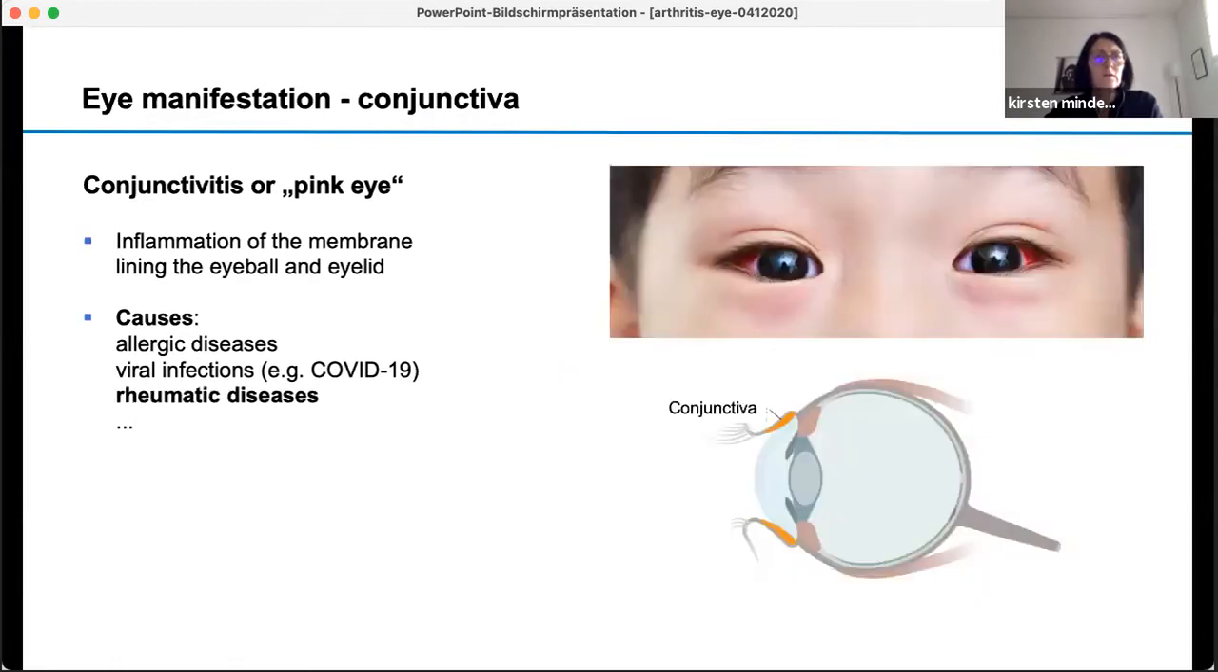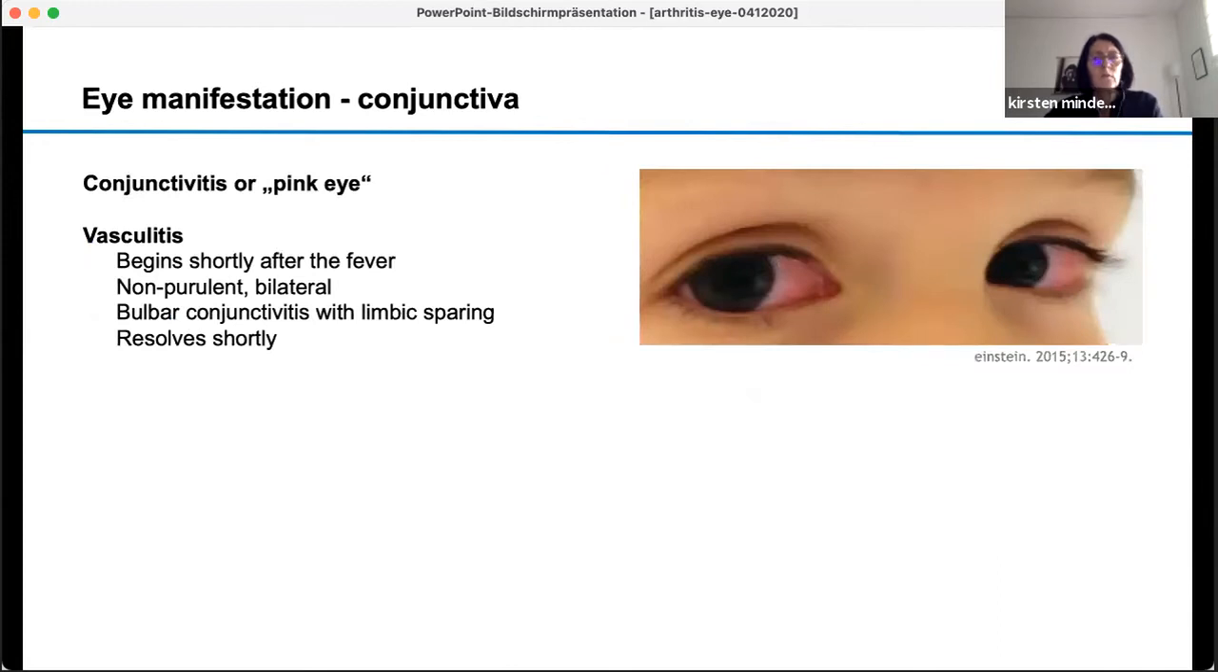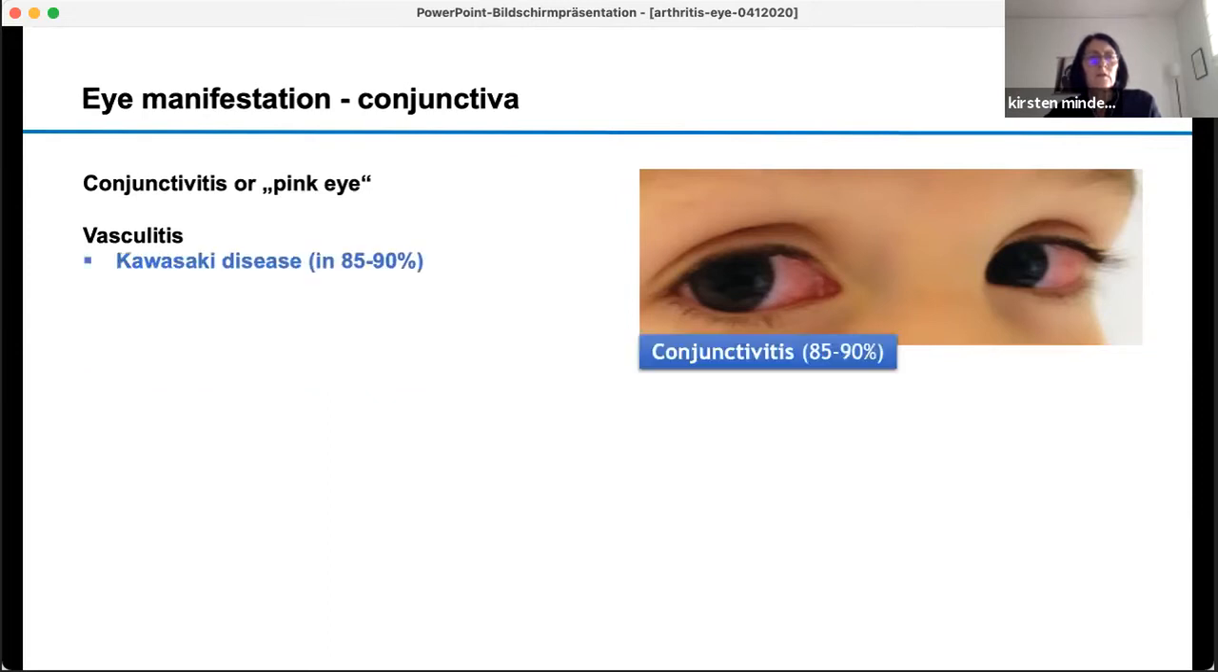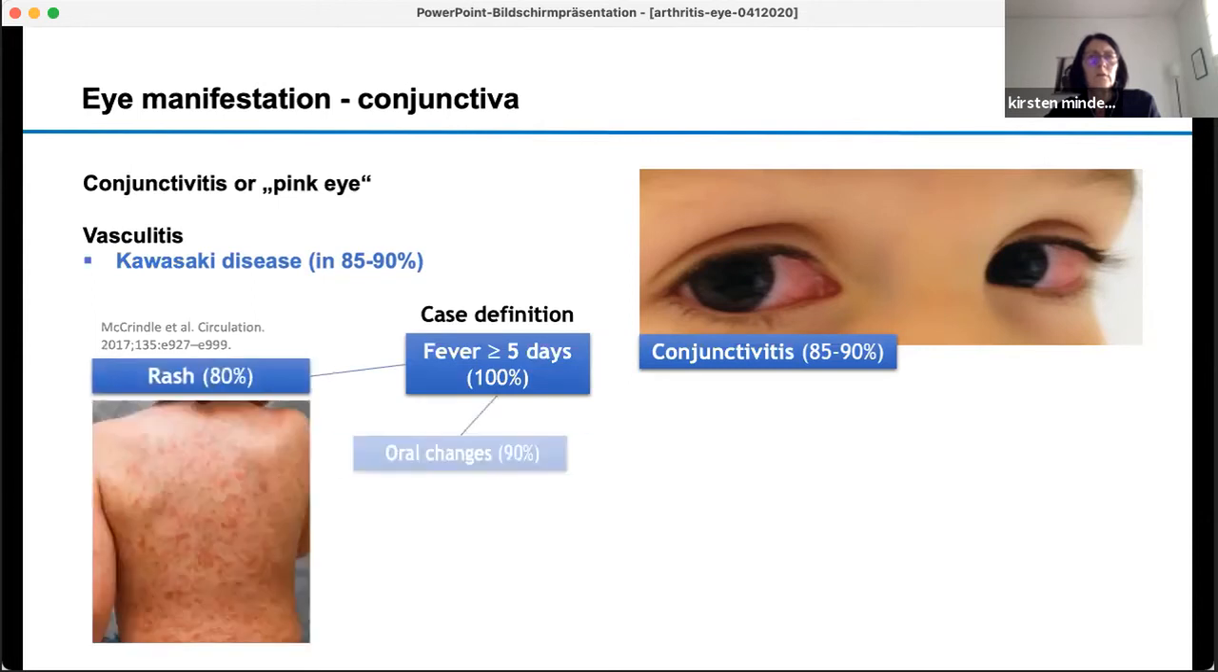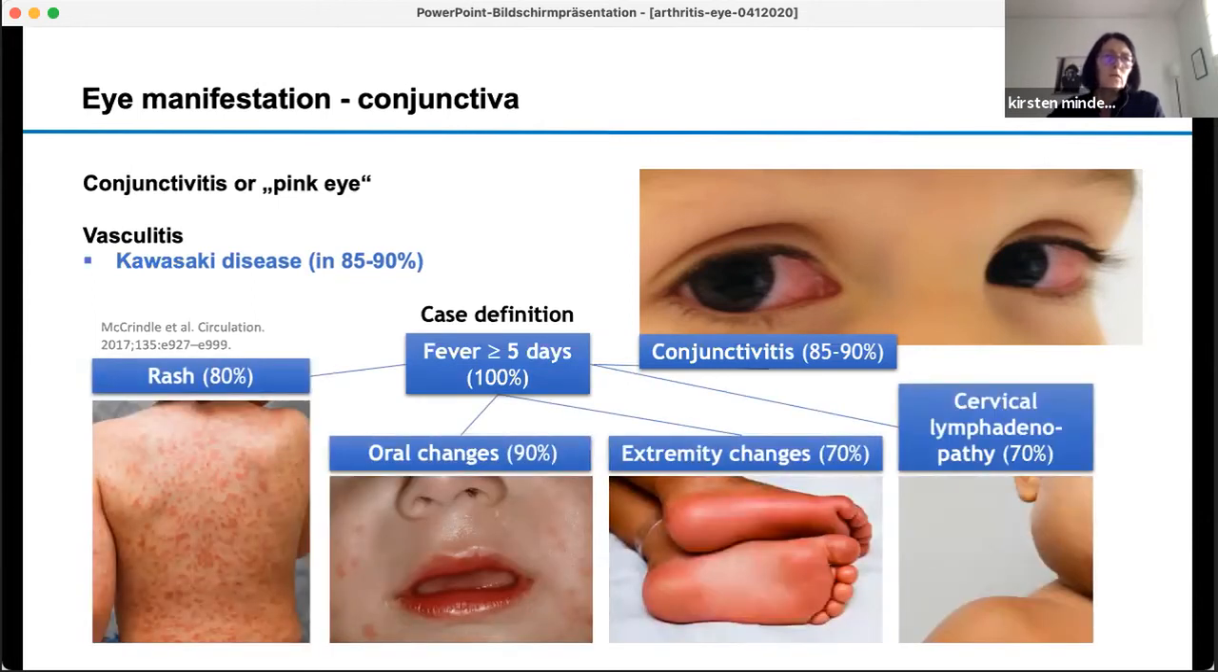In contrast, conjunctivitis is a diagnostic indicator and part of diagnostic or classification criteria for some rheumatic diseases. This is the case, for example, with the most common vasculitis in children under the age of 5. Here, a bilateral non-exudative conjunctivitis, which usually begins shortly after the onset of fever and often spares the limbus, a vascular-free zone around the iris, indicates the disease, Kawasaki disease.